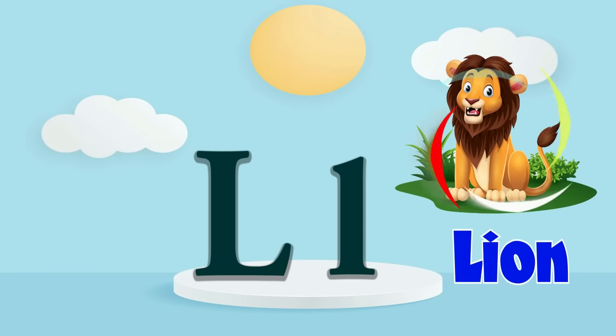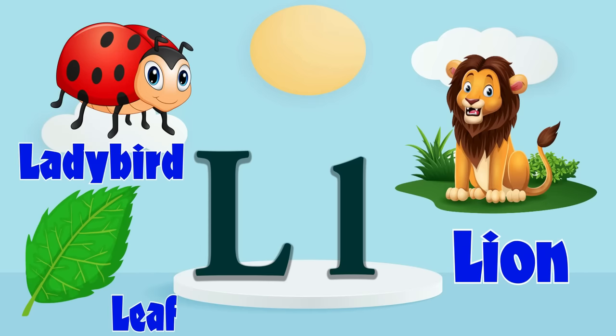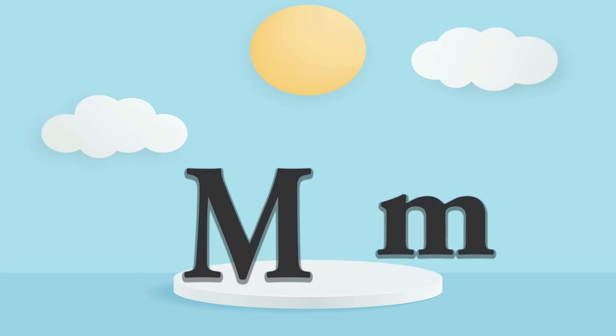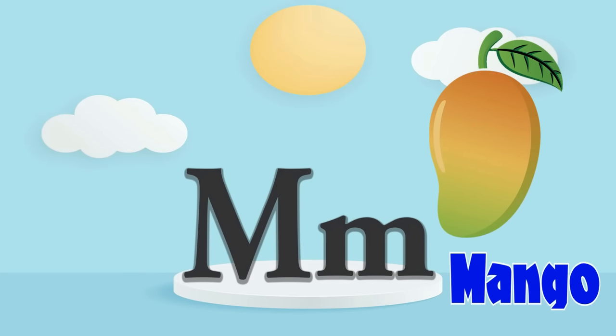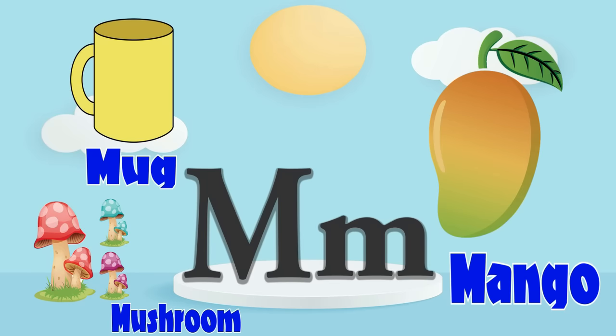L for lion. L for ladybird. L for leaf. L for lion, ladybird and leaf. M for mango. M for mug. M for mushroom. M for mango, mug and mushroom.